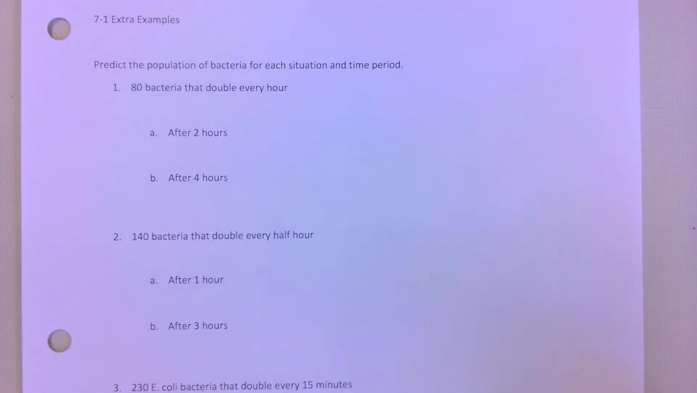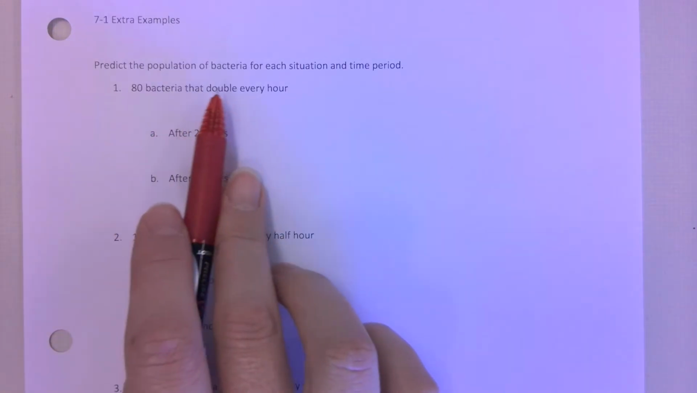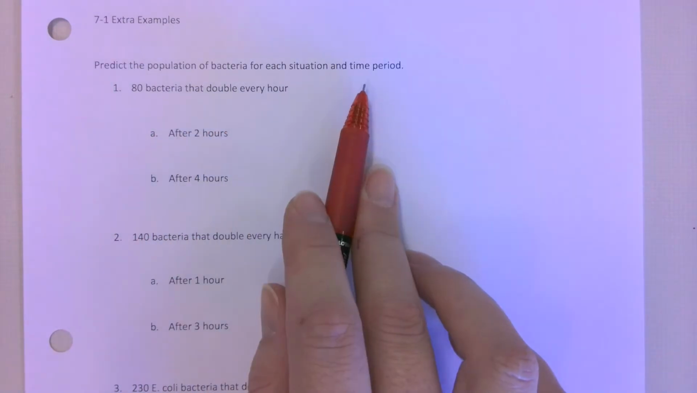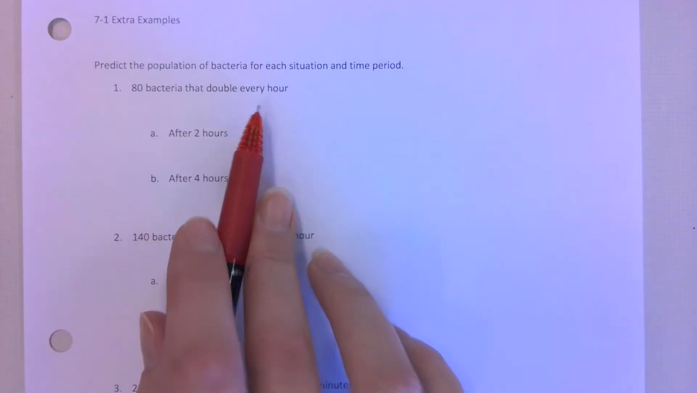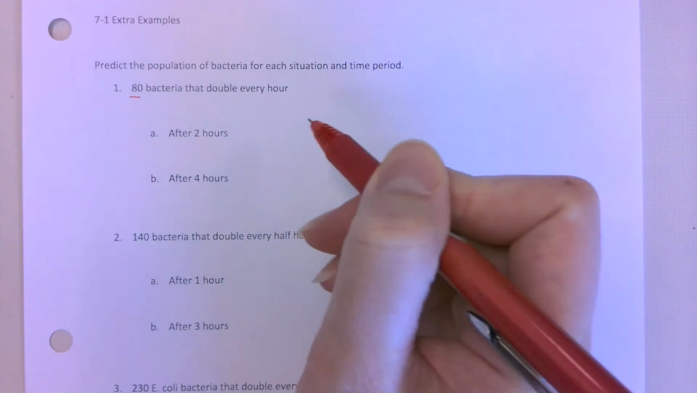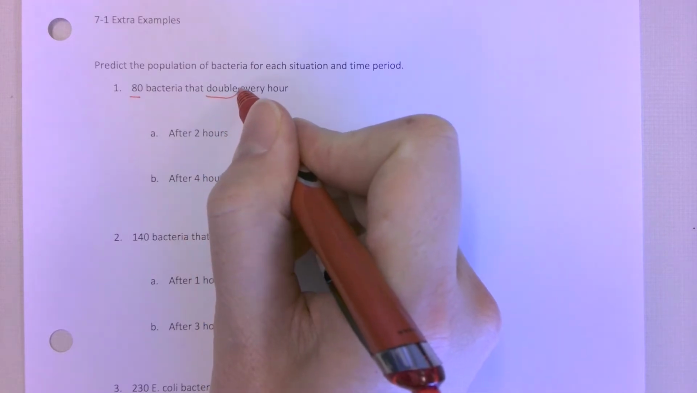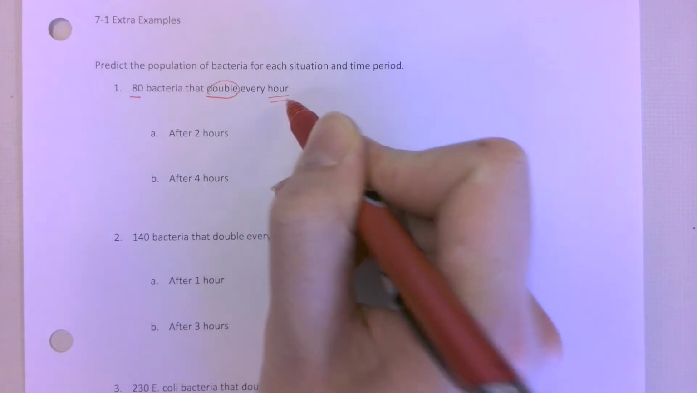We're going to do some extra examples for lesson 7.1. And so we're talking about predicting the population of bacteria for each situation and time period. So we're going to start with 80 bacteria that doubles every hour. So initial amount is 80. It's doubling, so that is my multiplier, and it's happening every hour.